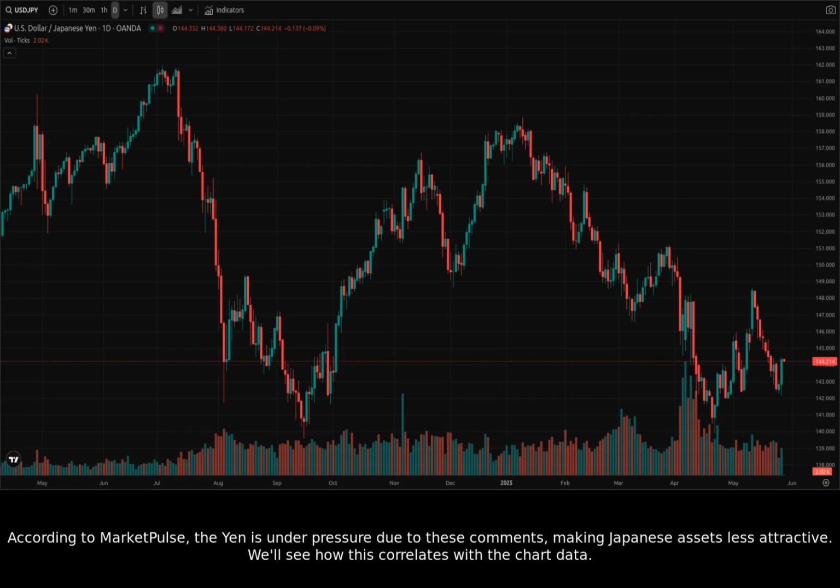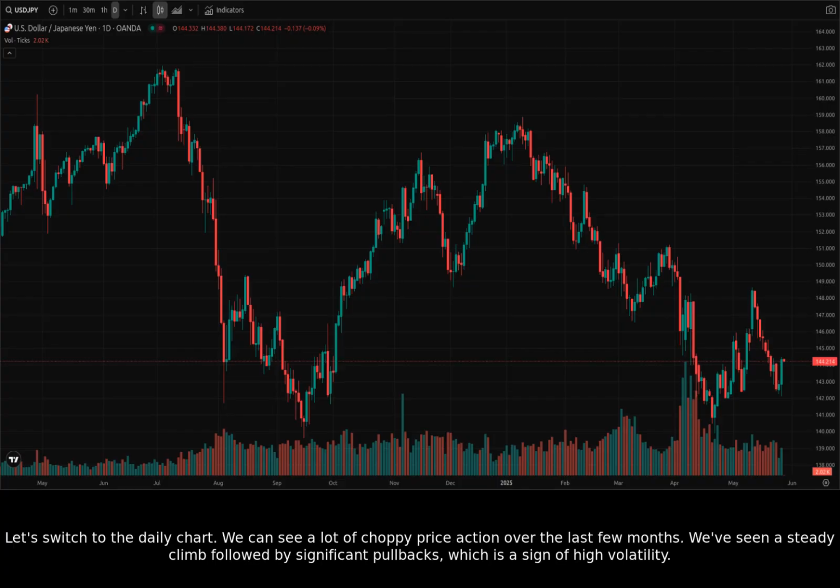According to Market Pulse, the yen is under pressure due to these comments, making Japanese assets less attractive. We'll see how this correlates with the chart data. Let's switch to the daily chart. We can see a lot of choppy price action over the last few months. We've seen a steady climb followed by significant pullbacks, which is a sign of high volatility.